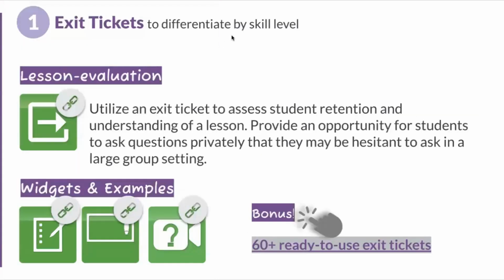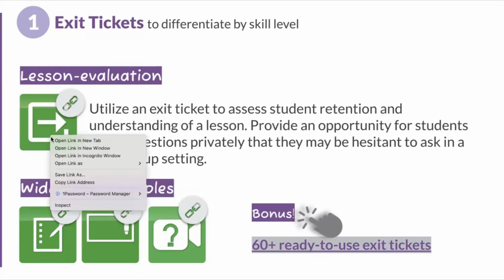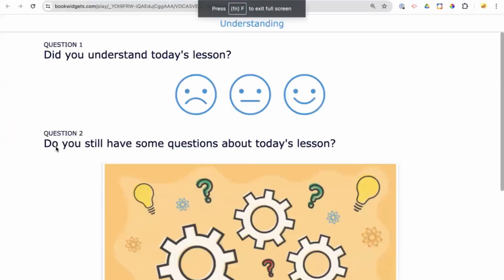So for exit tickets, some great examples for you to differentiate by skill level. Our exit ticket makes it super easy to do a quick assessment of your students during or after the lesson. So you could use this right before the bell rings or after you've completed a quick component of the lesson. So this provides an opportunity for students to ask questions privately, and it gives them a way for you to get a signal back as to how they are performing.